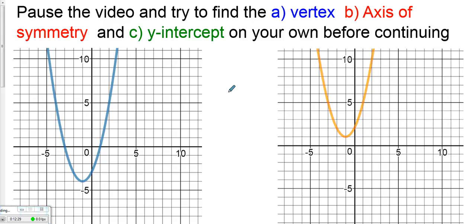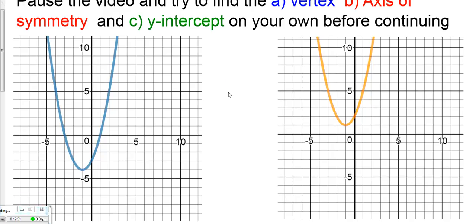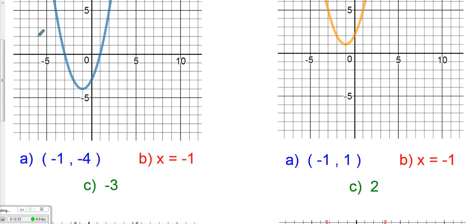I'm going to assume that you paused and were able to figure this out on your own, so let's double check. For this one, we can see our vertex is here at negative 1, negative 4. That would mean then that the mirror line, this axis of symmetry, is on the line x equals negative 1. We'll use the x value of the vertex. The y-intercept is where it crosses this y-axis. That happens right here at negative 3.